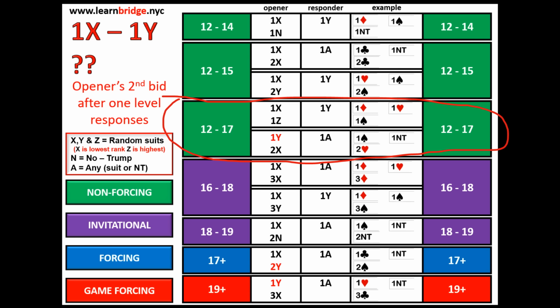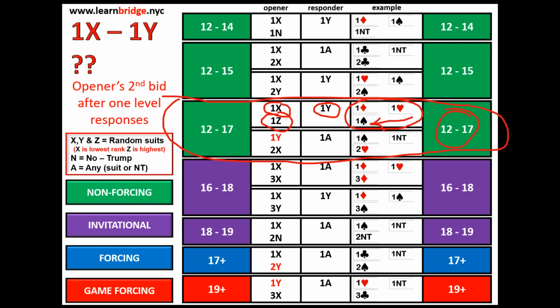But here you can see when we open one of a suit, 1x, partner bids one of a different suit, and we bid a third suit at the one level. And the example auction is a pretty normal one: one diamond, one heart, one spade. This one spade bid has a range of 12 to 17.